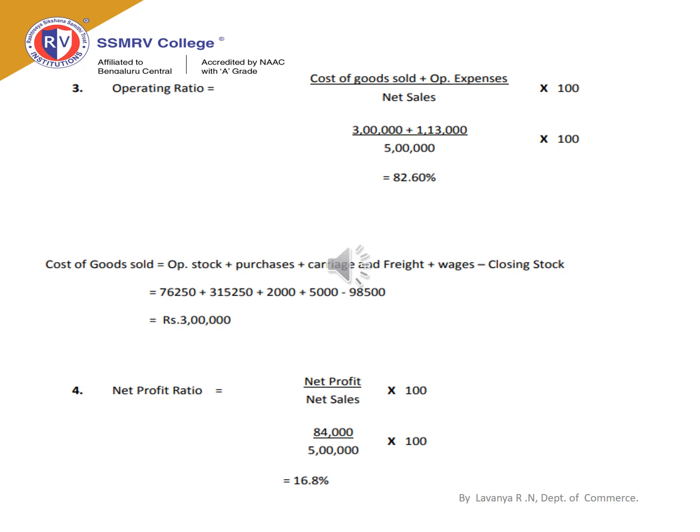The cost of goods sold is 3 lakhs. And we know what is operating expenses. Operating expenses is 1,13,000. Just now we have found out operating expenses while calculating expenses ratio. So cost of goods sold is 3 lakhs, operating expenses is 1,13,000 and net sales is given in P&L. It is 5 lakhs. Substitute the information in the formula. Simplify it. Then operating ratio is 82.60%.